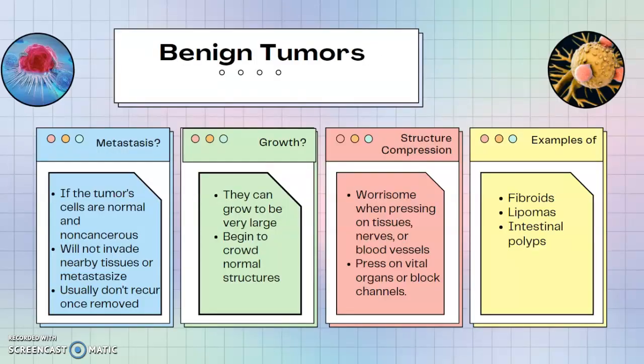There are a few key points about benign tumors. Number 1, because its cells are normal and non-cancerous, they don't invade nearby tissues and thereby don't metastasize, which also explains why they don't usually recur after removal. Number 2, they are generally not harmful, but when they grow to be very large, they can begin to crowd normal structures and can, number 3, press on tissues, nerves, or blood vessels and press on vital organs or block channels, which is when they'll become an issue. And some examples of benign tumors are fibroids, lipomas, and intestinal polyps.